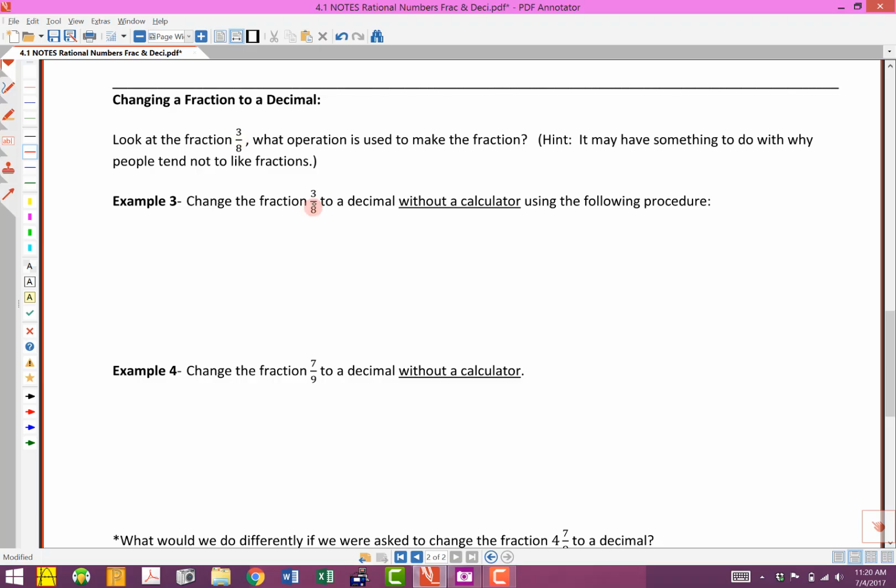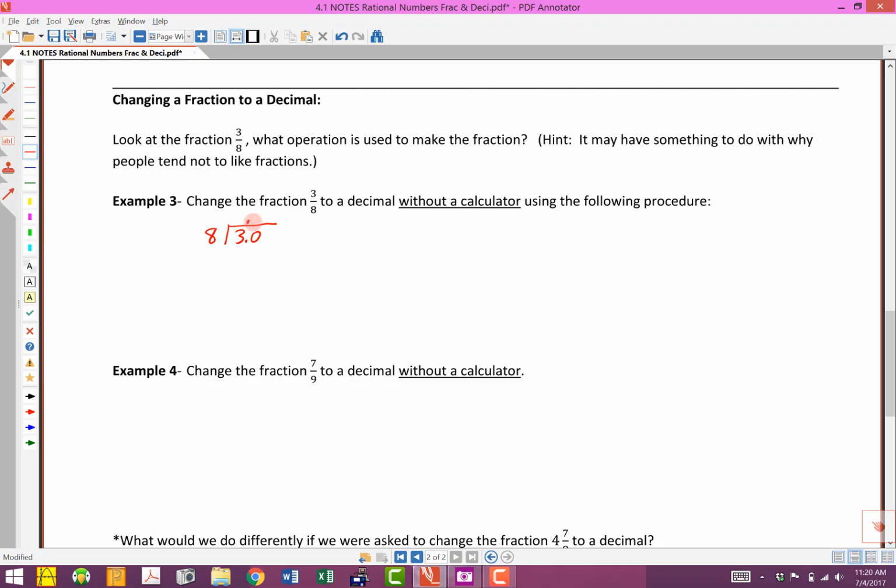But if we're going to change the fraction 3/8 into a decimal without a calculator for right now, then here's the procedure we'd use. This is 3 divided by 8. We actually have to carry out that division. So the question here is, what goes on the outside? Well, another way to say 3 divided by 8 is, how many times does 8 go into 3? So 8 is on the outside, 3 is on the inside. And 8 doesn't go into 3, so what we do is we put a little decimal right here, add a 0, because 3.0 is the same as 3.